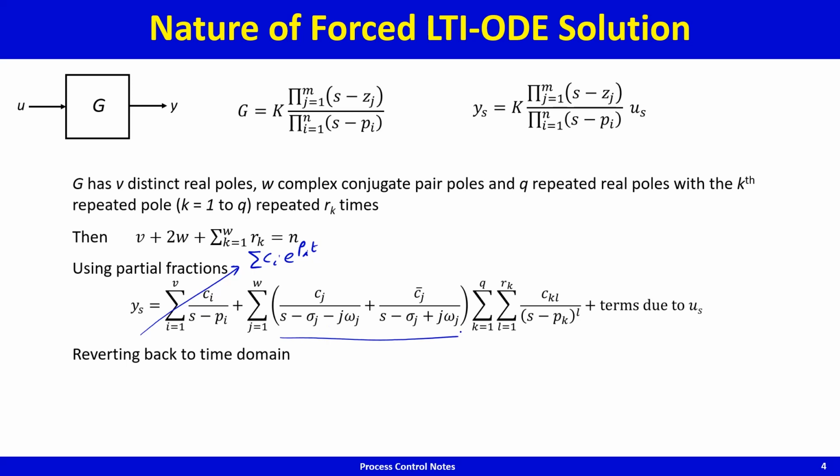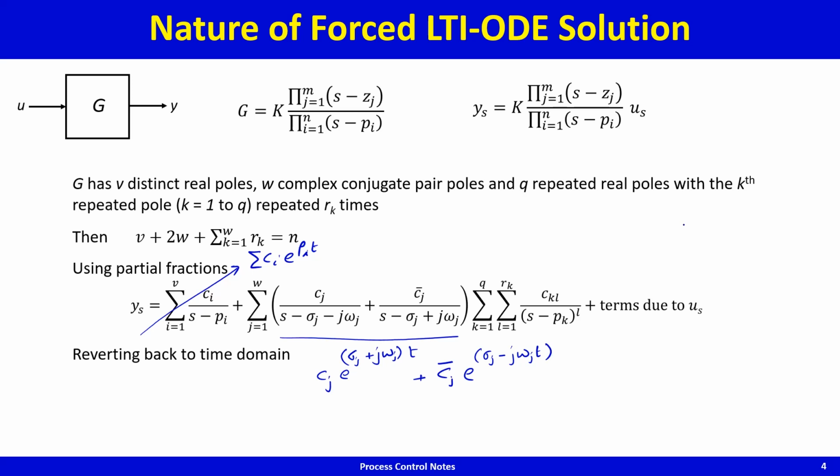Let's look at this one. What does this go to? This will go to C_j e to the power (sigma_j plus j omega_j) times t, plus C_j bar, the complex conjugate, multiplied by e to the power (sigma_j minus j omega_j) times t.